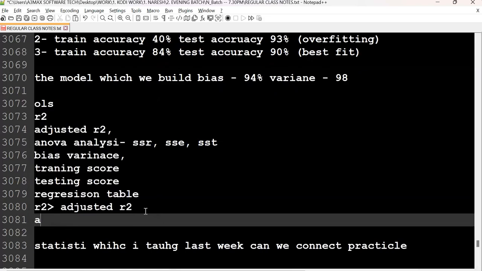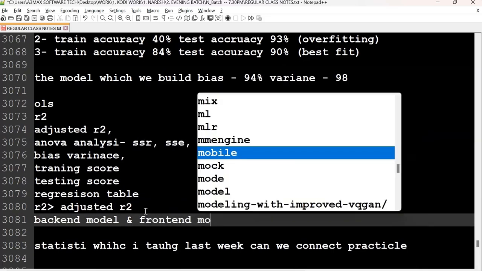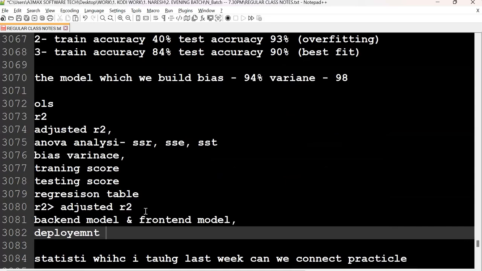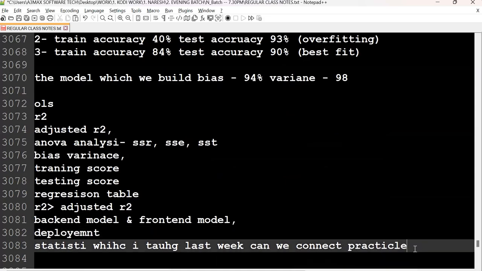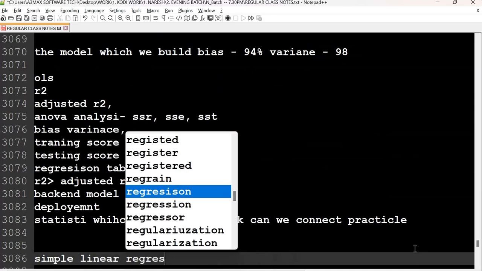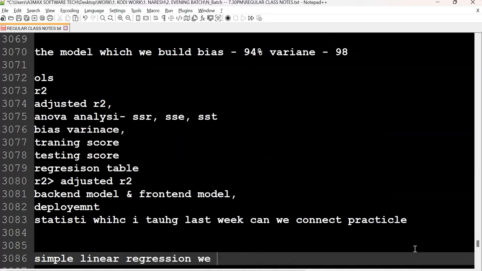We have done the backend model, and we have done the front-end model. All right. And deployment, we completed. So finally, guys, simple linear regression. Not required, Alina, all those things.